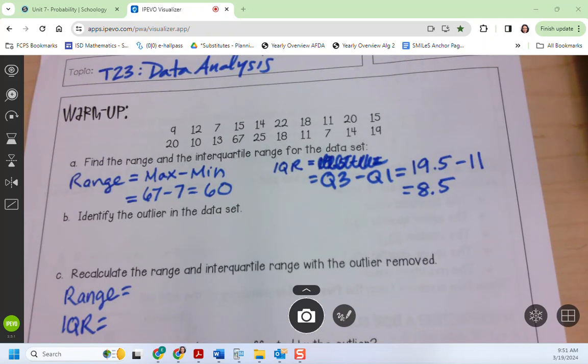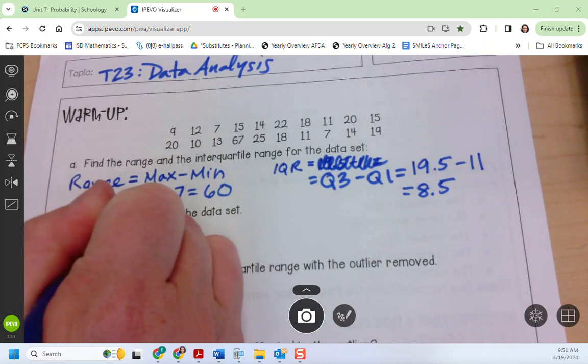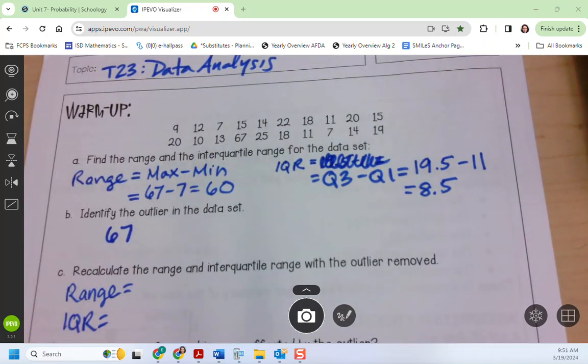So it says identify an outlier, and they're just asking you to use your intuition here because we haven't defined outlier yet. So which one looked like an outlier to you? 67 definitely looks like an outlier because it's far from the others. And so then it says to recalculate with the outlier removed.